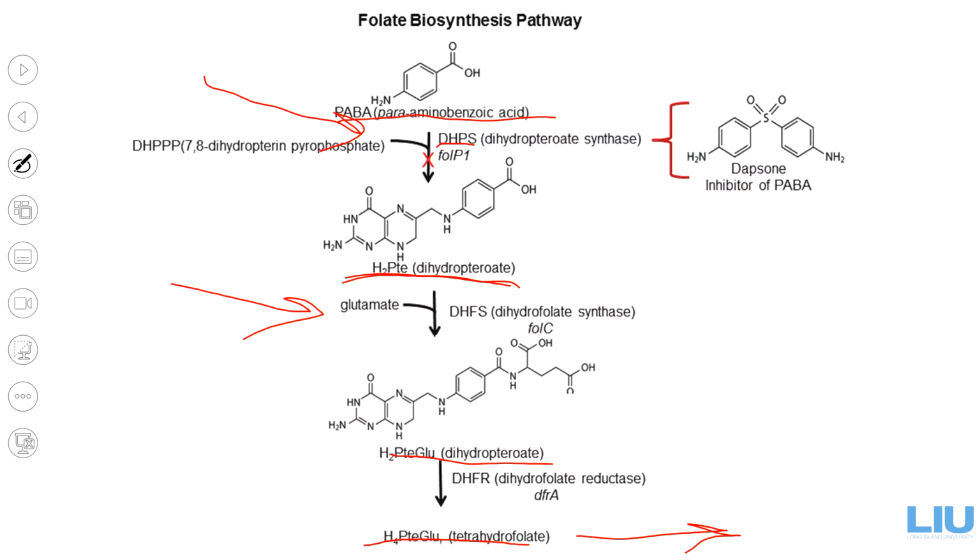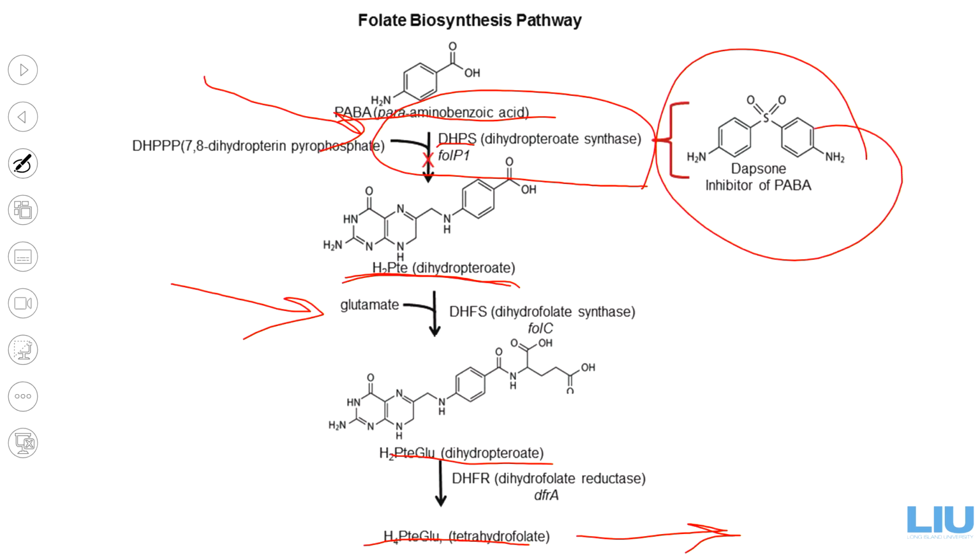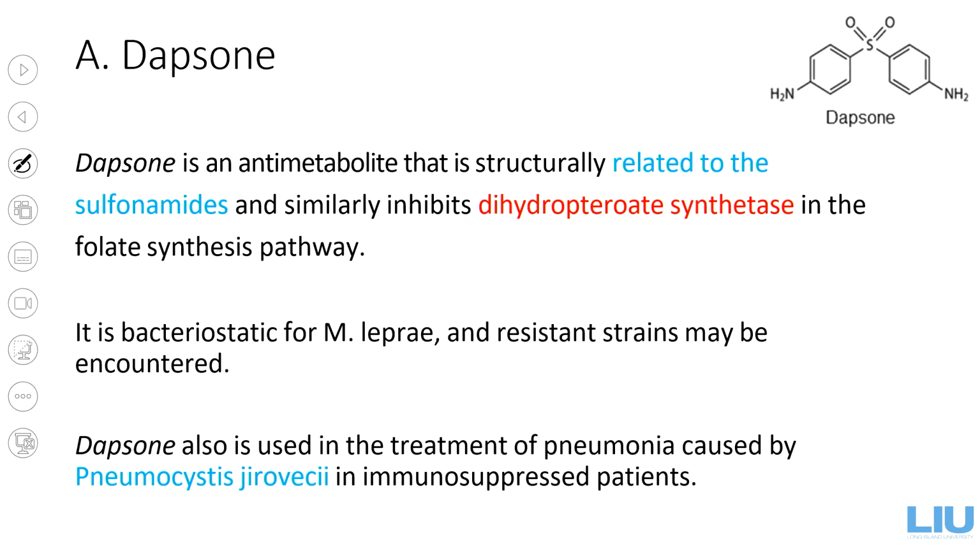We'll focus only on this step, because that's what dapsone is doing. Dapsone is an inhibitor of this enzyme, dihydropteroate synthetase, which is the same enzyme that sulfonamides act on.